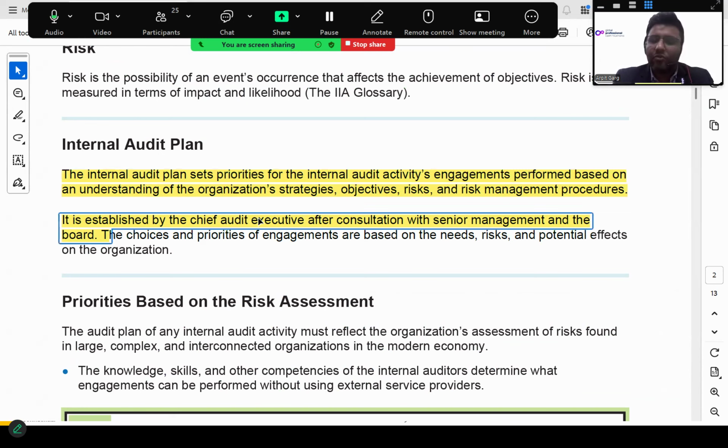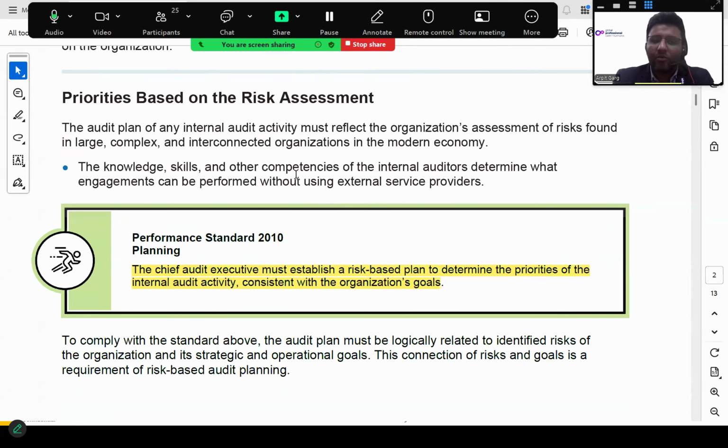It is established by whom? Can you all say that? The engagement plan is established by the CAE in consultation with senior management and the board. The choices and priorities of the engagement are based on needs, risk, and potential effects on the organization. Priorities are based on the risk assessment. It says the audit plan of any internal audit activity must reflect the organization's assessment of risk. In large, complex, and interconnected organizations in the modern economy, the knowledge, skill, and other competencies of the auditors determine what engagements can be performed without using an external service provider.